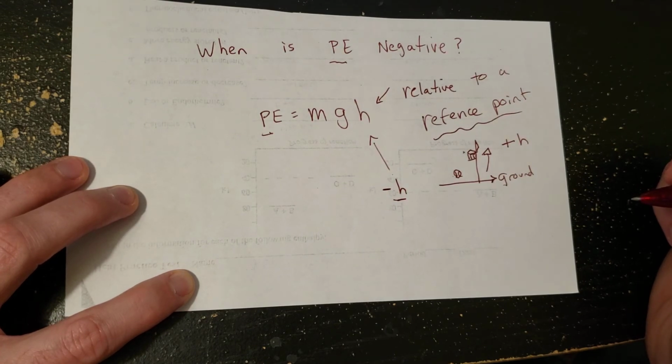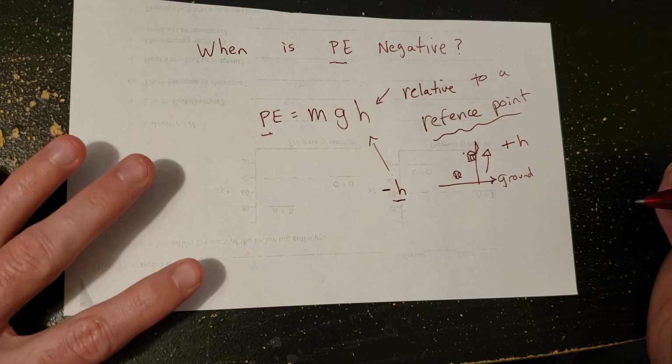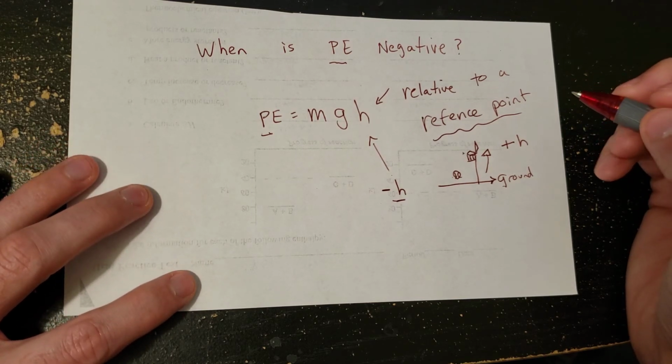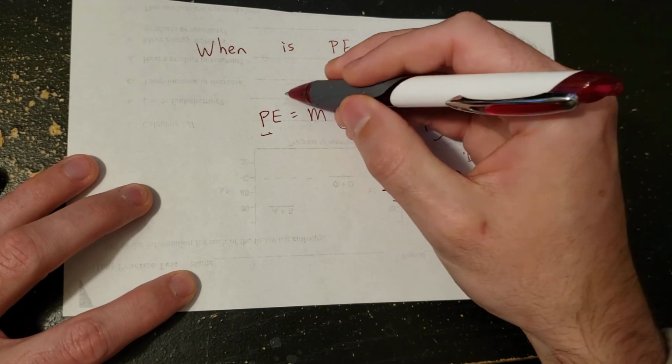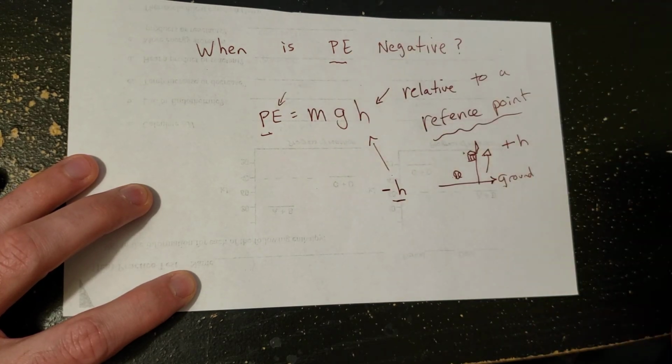And energy is not a vector, it is scalar, but we will often give it a sign with gravitational energy to kind of talk about the directionality of it or the relativeness of it compared to something else.